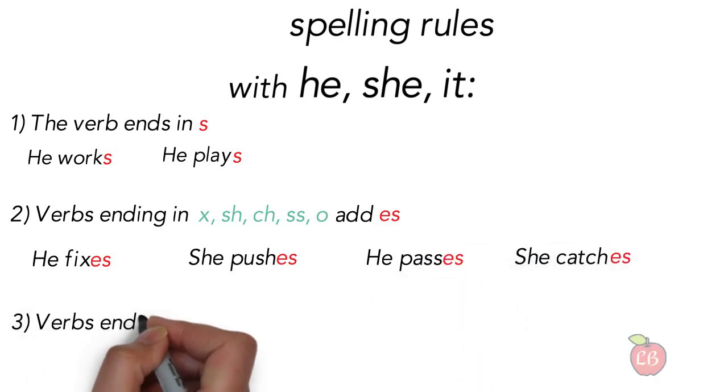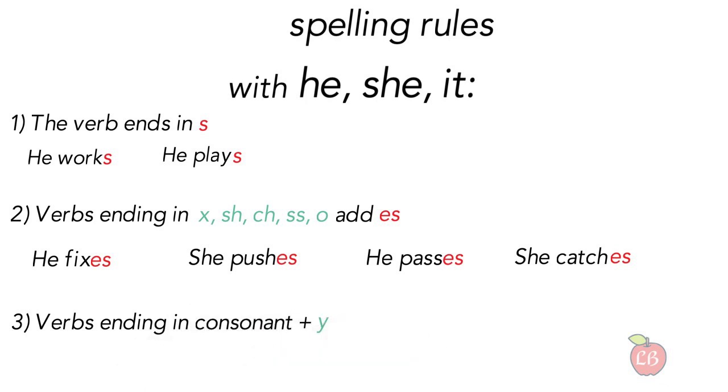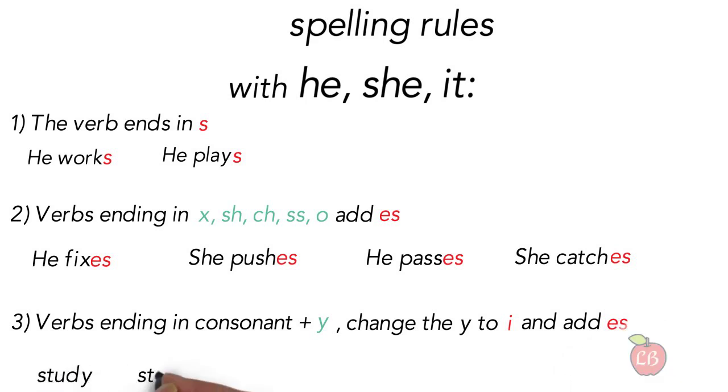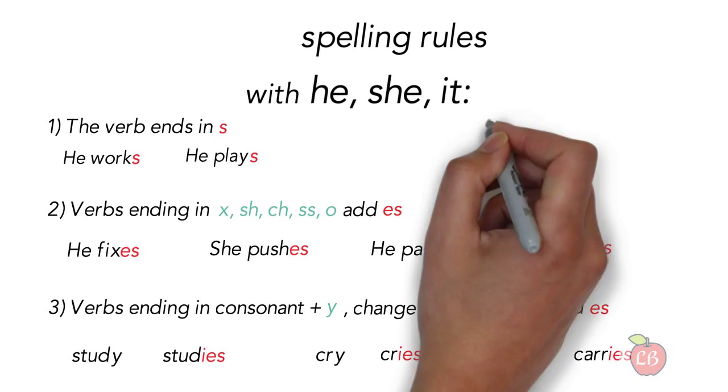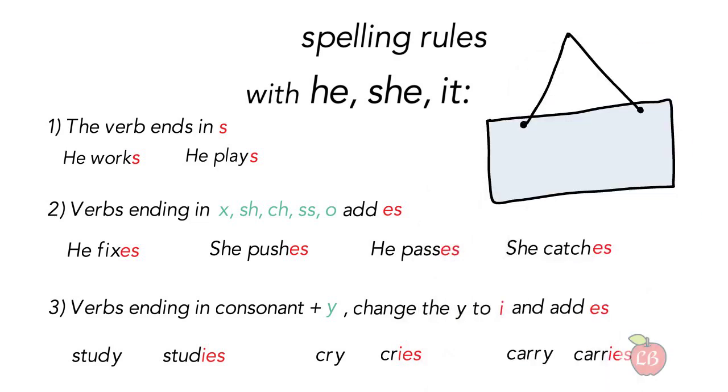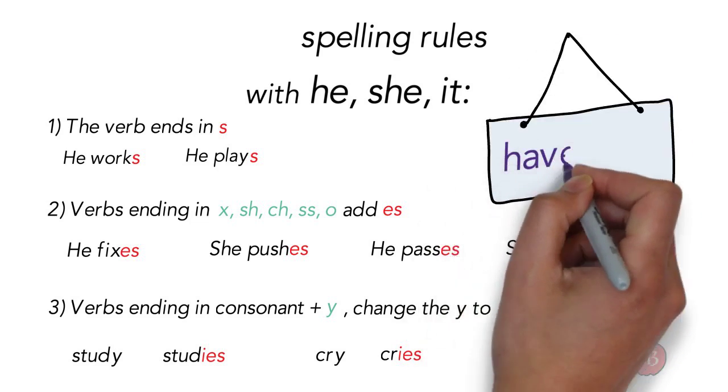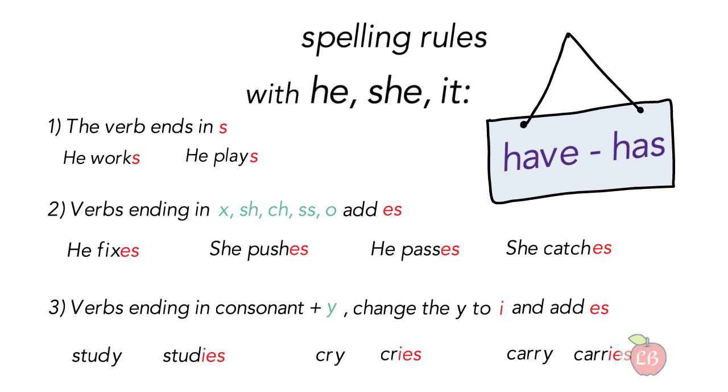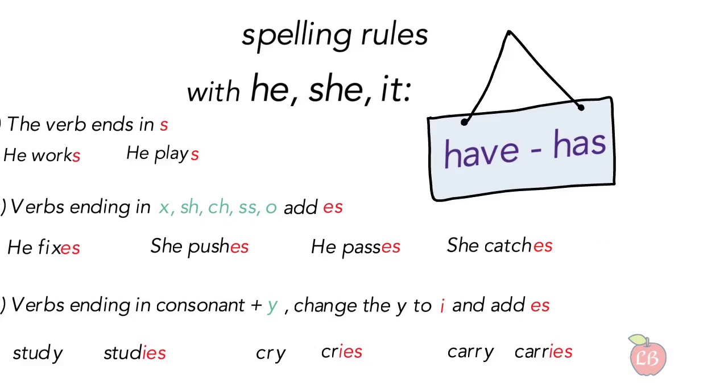Rule number 3, verbs ending in consonant plus y, we change the y to i and add es. Study, studies, cry, cries, carry, carries. And before we move on, one extra comment here, the verb have is irregular, so it changes to has. I have breakfast, she has breakfast.